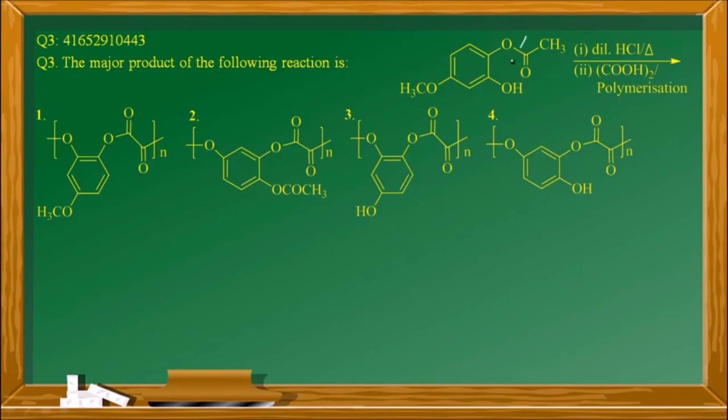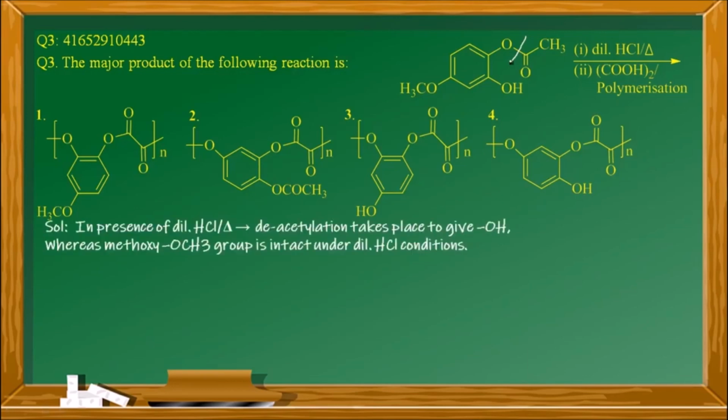Yes friends, there will be a cleavage of this acetyl group. Deacetylation takes place in presence of dilute HCl to give hydroxy, that is, phenol we will get. Next, we are treating with oxalic acid; there will be a catechol type. This is methoxy and this is catechol. Ortho-hydroxy phenols are also known as catechols.